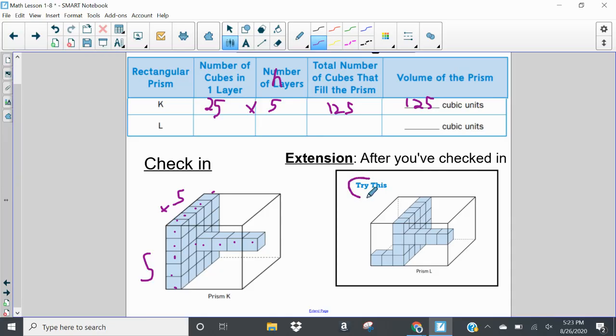This is your challenge today. See if you can work that one out. It's a little bit different, but as you can see, there's a layer there. But what would be the height? Don't forget to count these two as your height.